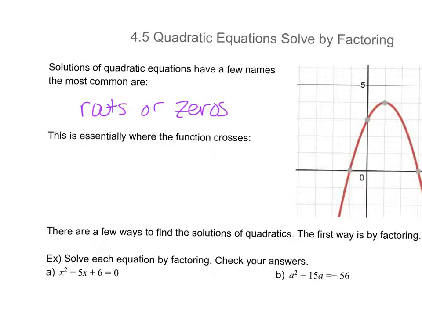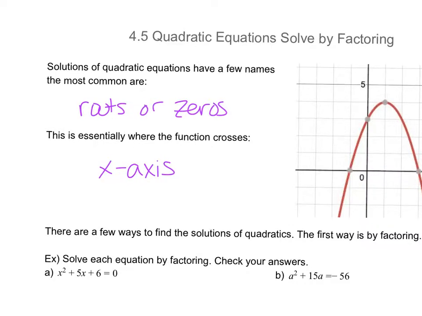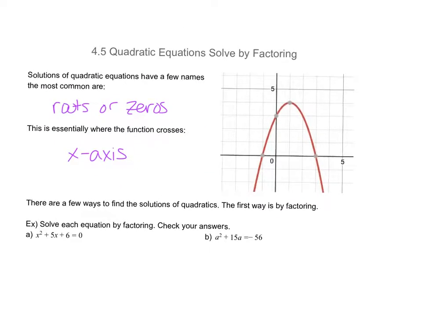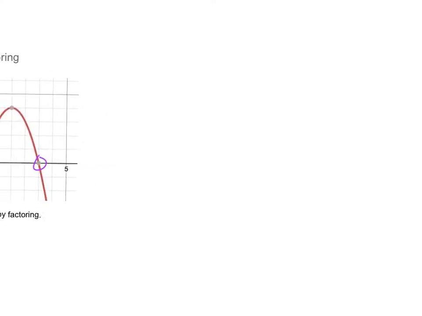So if you hear somebody ask you to find the zero of a function or the roots of a quadratic equation, this is where the function crosses the x-axis. In this one right here, the roots would be at 1 and 3. So the solutions to this problem would be x equals 1 and x equals 3 because there's 2. Let's also talk before we get into solving.